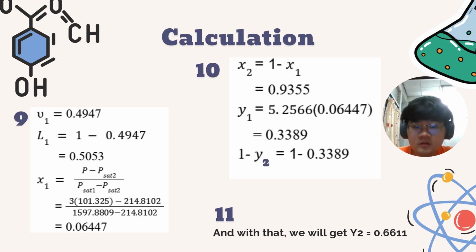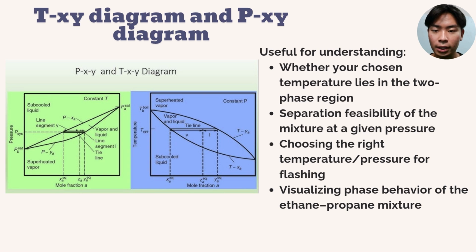Alright, so this is the TXY diagram and the PXY diagram. When we are designing the flash distillation, this is not necessary, but it is very useful to determine whether your chosen temperature lies in the two-phase region, the separation feasibility, and also to choose the right temperature or pressure for the flashing. This is useful to visualize the phase behavior of the ethane and propane mixture as well. For the y-axis it is temperature in Kelvin, and for the x-axis it is x1 and y1.